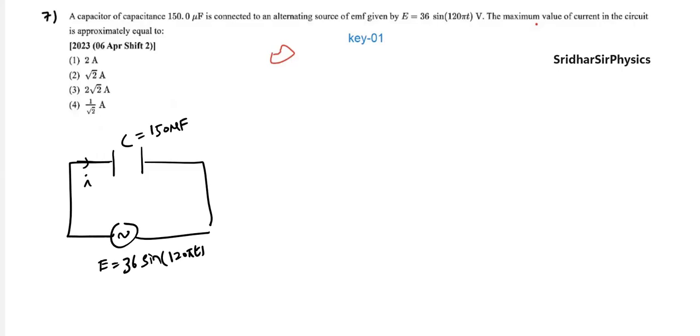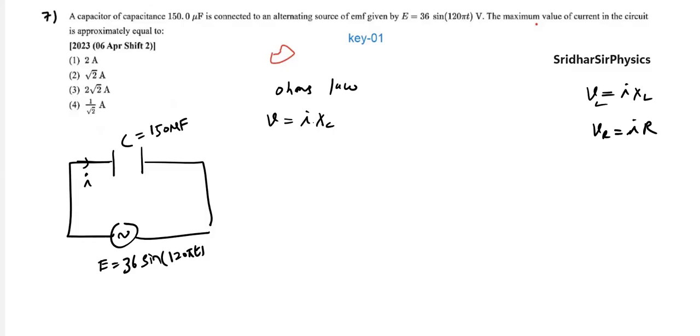So what is the expression for the current? Apply Ohm's law. We are going to use Ohm's law. What is Ohm's law for a capacitor circuit? Voltage drop across the capacitor is equal to current into XC. Across an inductor, the formula will be VL equal to I into XL. Across a resistor, it is I into R. This is very important.